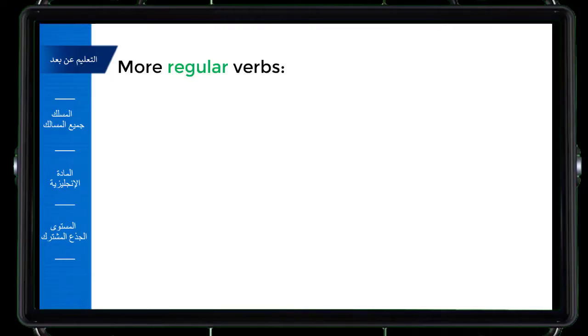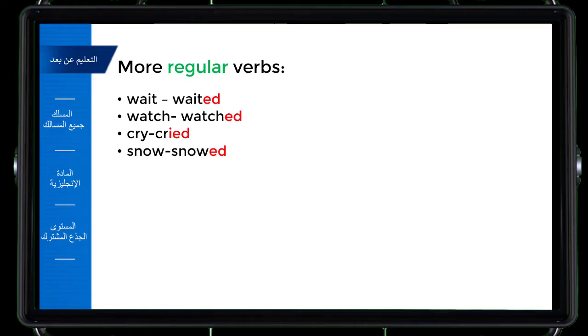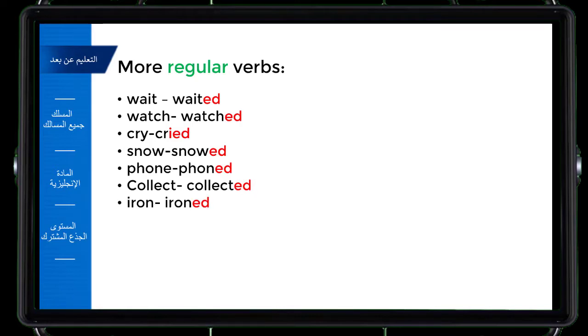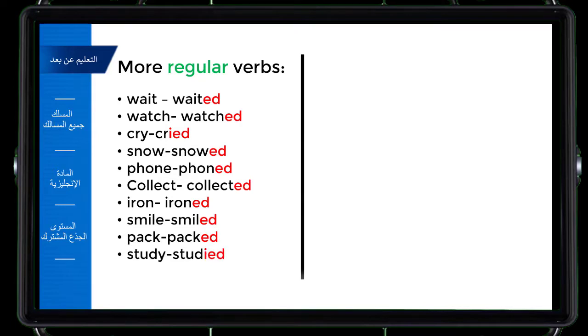Now, let's see more regular and irregular verbs. More regular verbs. Wait, waited. Watch, watched. Cry, cried. Snow, snowed. Phone, phoned. Collect, collected. Iron, ironed. Smile, smiled. Pack, packed. Study, studied.